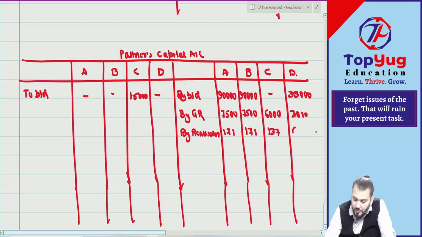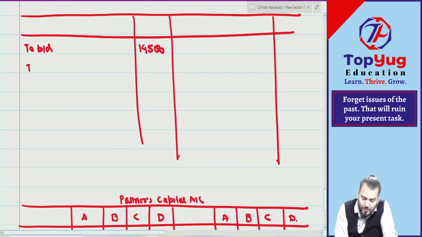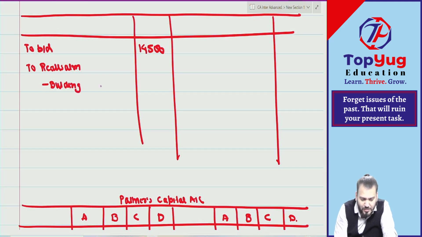137, 69. Done. Now can we give the second effect of all this, whatever we have done? To realization. In exam, now always write down this way, okay. Building how much, like this, okay. Separate. In class you can write down total, but in exam write down separate, okay.